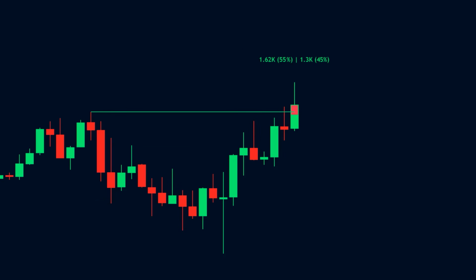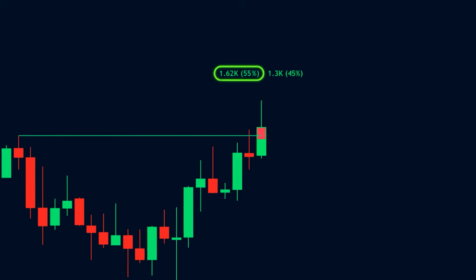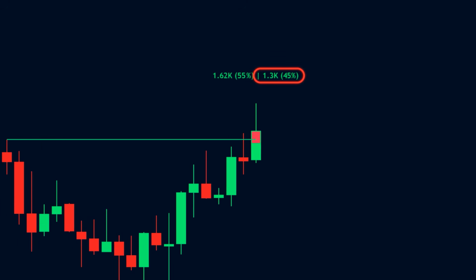In another case, price breaks the same type of level, but the candle shows 55% bullish and 45% bearish. That's mixed participation. That means sellers were heavily active inside the breakout.